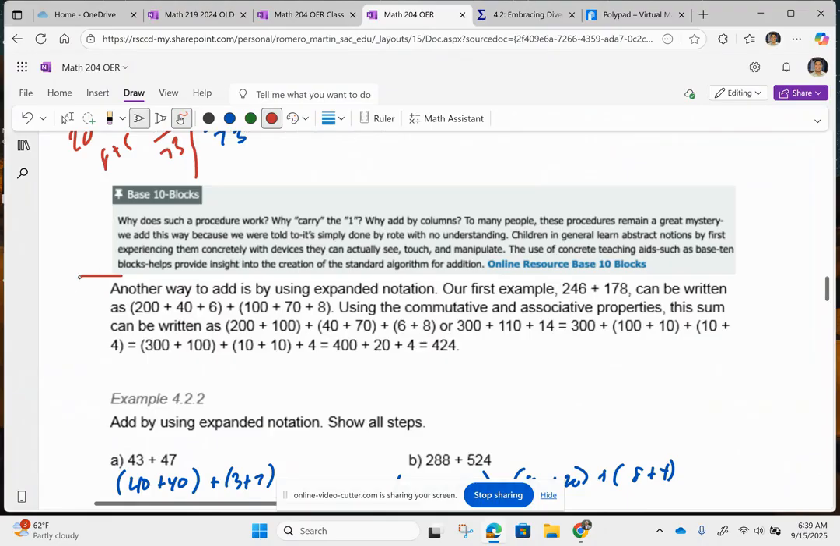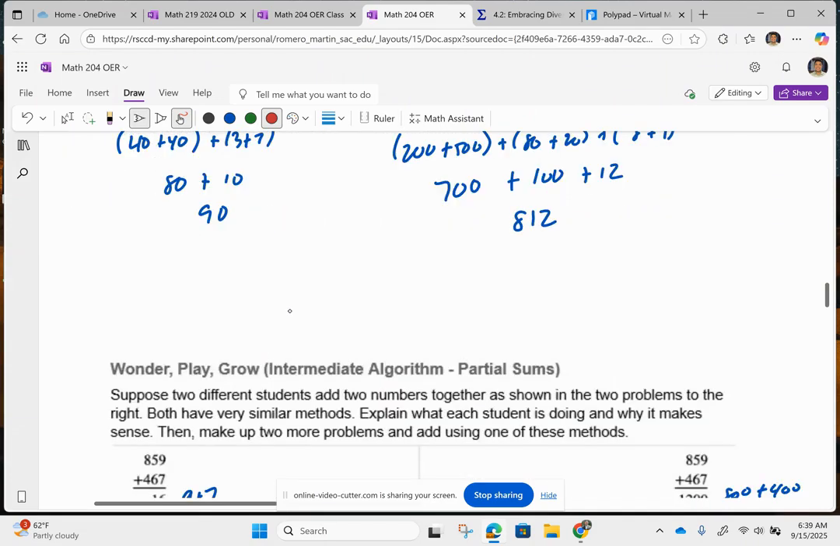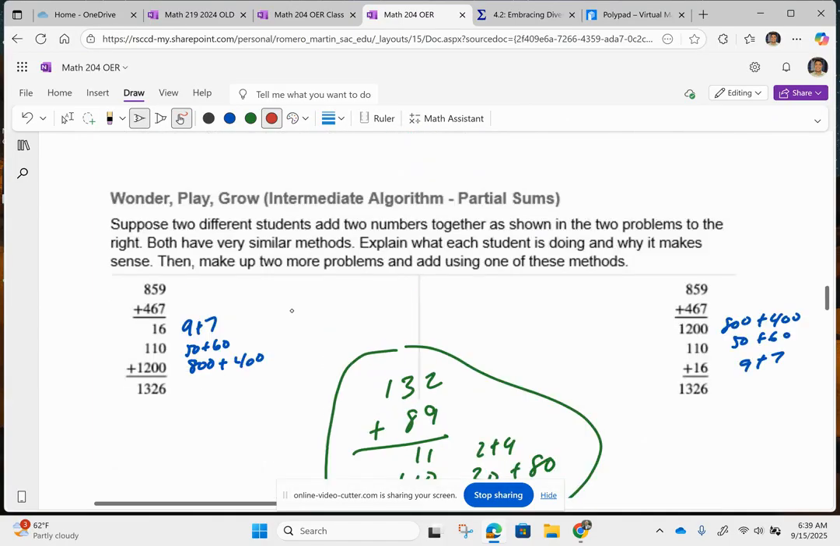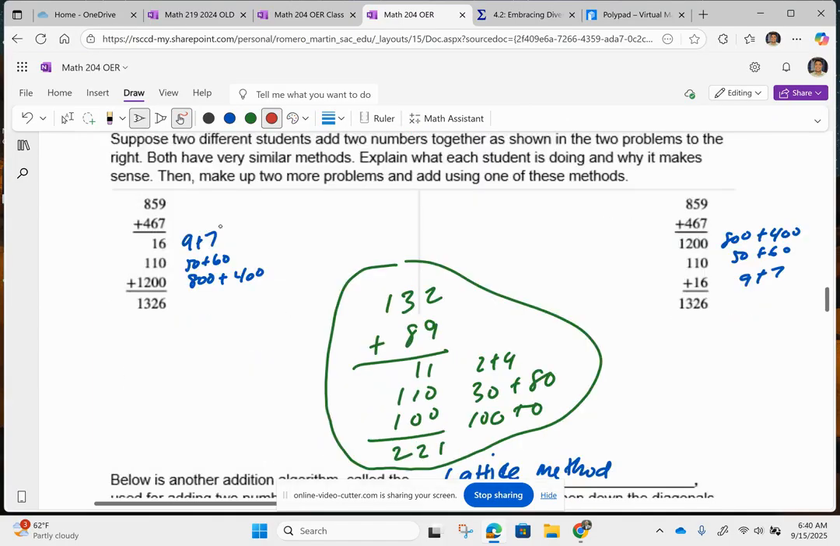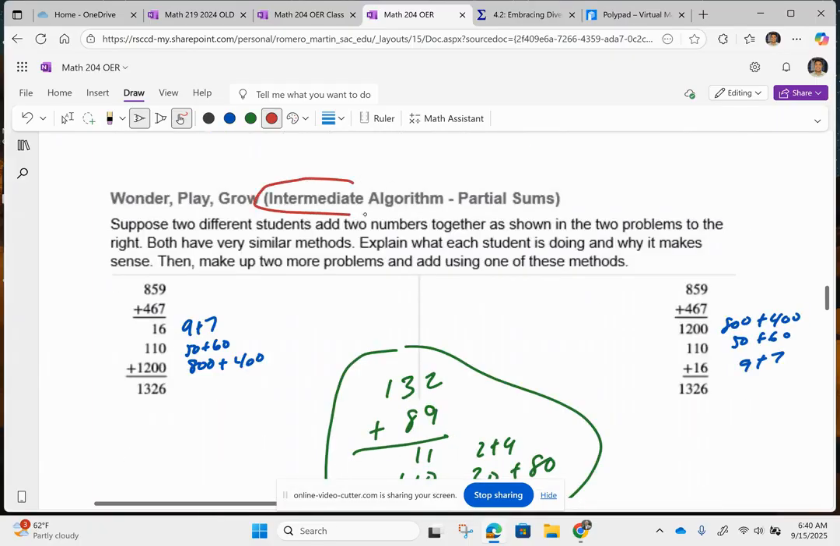Here's a longer explanation, but these are partial sums, and this works too. This is actually a good way to think about it when we get to algebra. We have variables, and we have to do some algebra. So something to think about. We'll end this little section on the partial sums algorithm real quick, but sometimes we call this the intermediate algorithm or partial sums algorithm, where we actually intentionally do it.